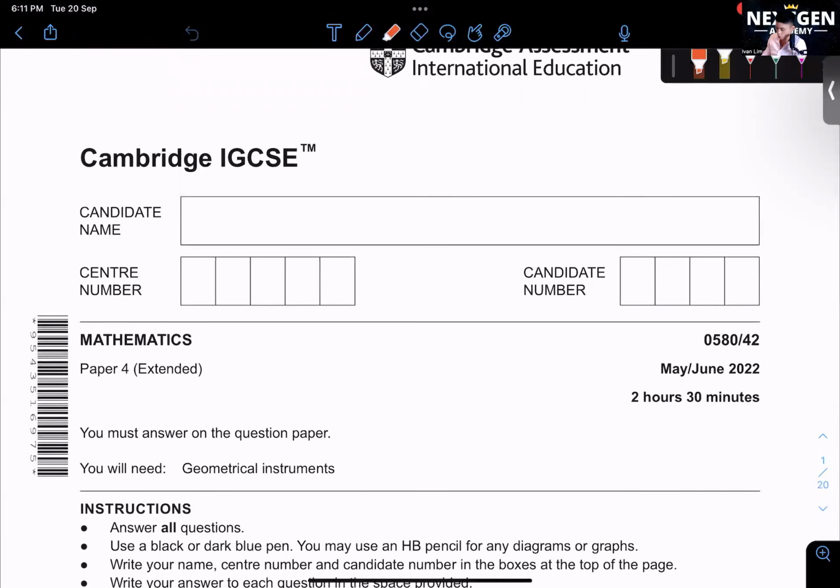Okay, we are going to go through this paper 0580/42, May/June 2022. This is a 2.5 hour paper for all you Malaysians here. I think all of you are Malaysians in this class. This is what your seniors took, paper 22 and paper 42, for the May/June paper.